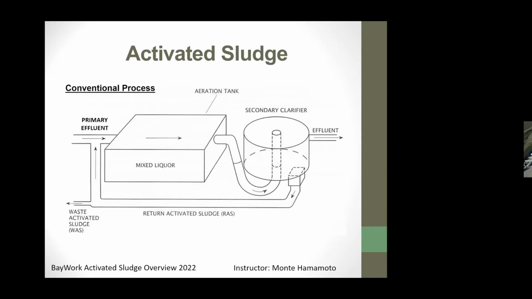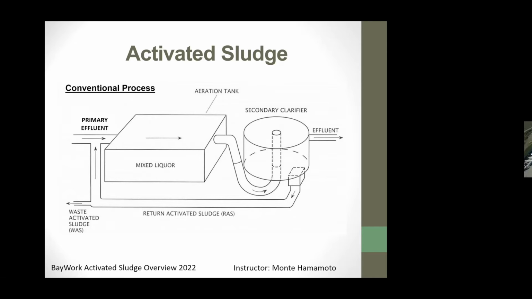And this is just a picture of a typical conventional activated sludge process where you have your primary effluent coming in. It goes into your activated sludge tank, or your mixed liquor tank, as some people call it. You're adding air. Primary effluent has the food. You're mixing in that mixed liquor basin or your activated sludge basin. Then it goes into your secondary clarifier. All your microorganisms should settle to the bottom.